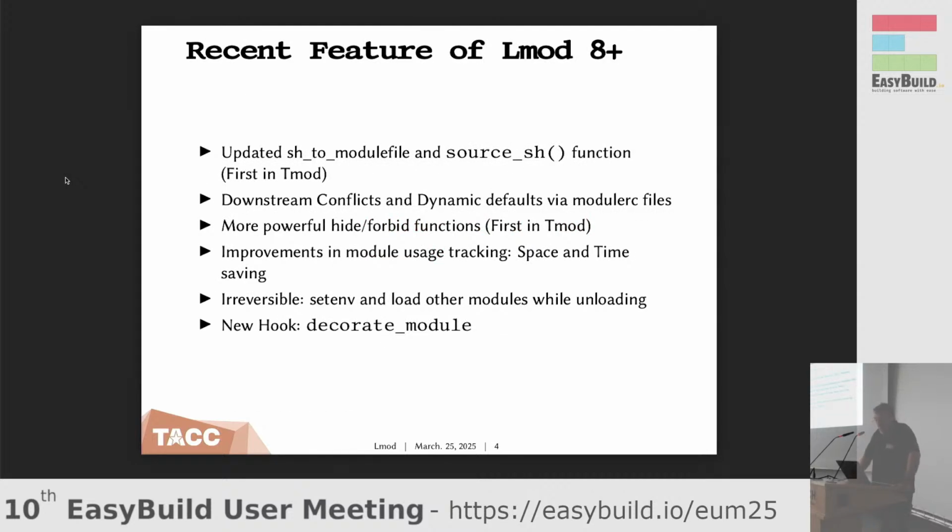Okay, so here are some of the recent features, and I'll talk about some of them in detail. I've updated source to module file. That has existed for a while, and the notion of having a source_sh function is something I've stolen from Xavier. It was first in Tmod. Some new things that have come from different requests: downstream conflicts and dynamic defaults. I'll talk about that. I got a request to re-implement the hide and forbid functions that were also first in Tmod.